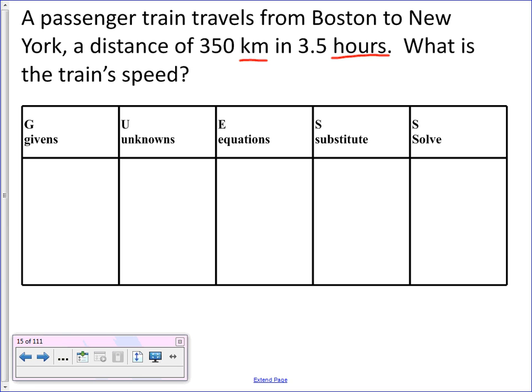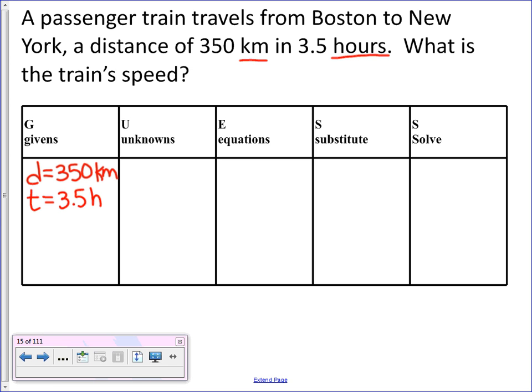So let's start with our G of our guess, our givens. What do we know? Let's read this problem and figure out what information they gave us out of speed, distance, and time. They gave you a distance. It's 350 kilometers. They gave you a time, which is 3.5 hours.